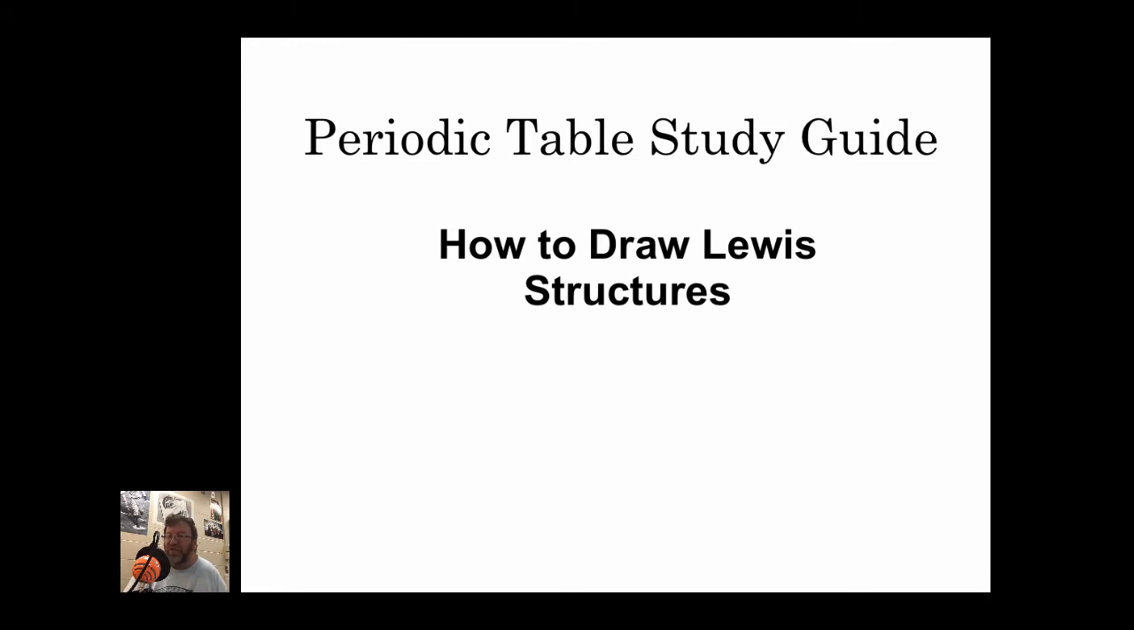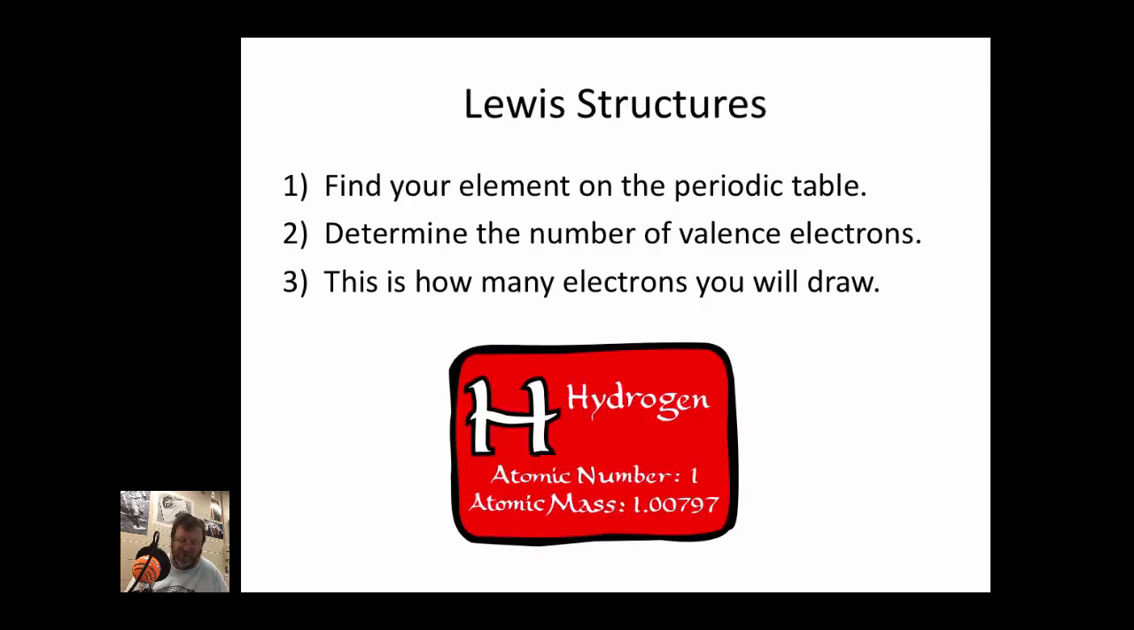structure. A Lewis structure is the location of the electrons in an atom, but more importantly, only the electrons that interact with other atoms, the ones that are on the outside. So those have a name. Those are called valence electrons.